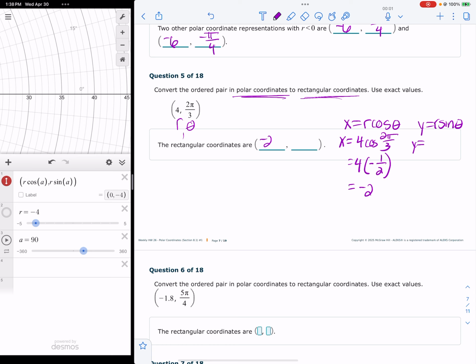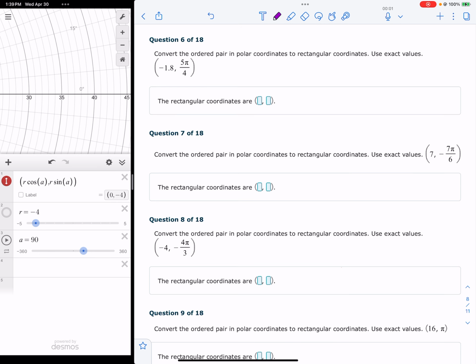Now we do the same for the Y coordinate. And you go through the same process. The sine of 2 pi/3 means the sine of 60. Sine of 60 is square root of 3/2. What quadrant is 2 pi/3 in? It's in quad 2. Sine is positive in quad 2, so I can leave it positive. Simplify, so 4/2 would be 2. And that is your Y coordinate. So, not that bad.